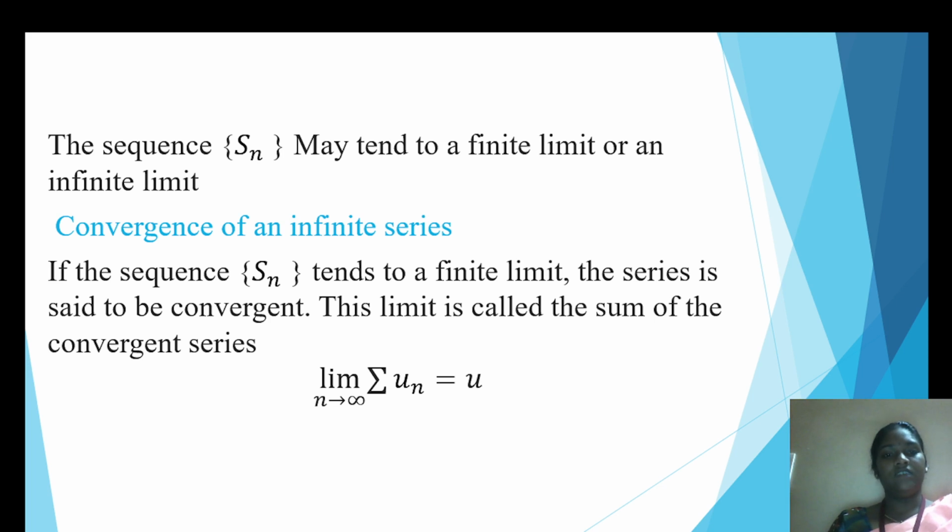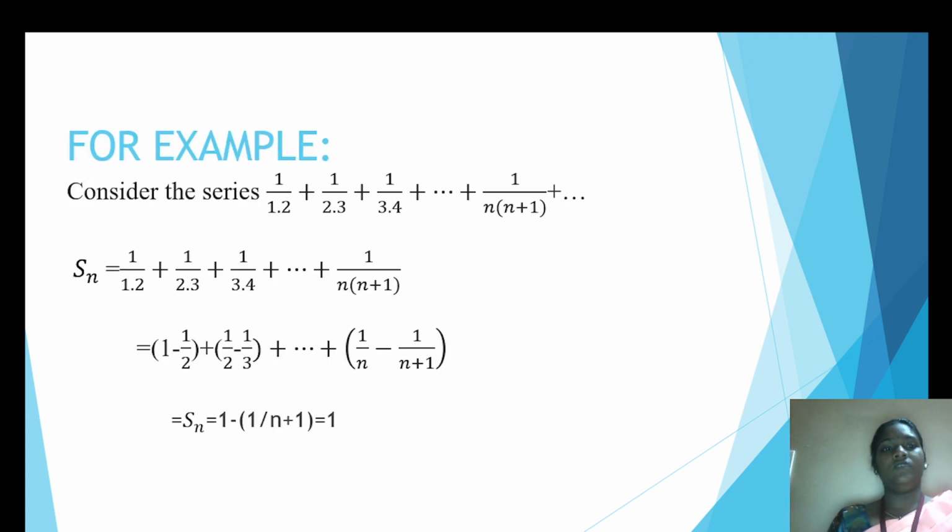If the sequence is convergent, we can say that the series is also convergent. Here we have taken the sequence Sn, and if the limit is finite, that finite limit is called the sum of the convergent series, after applying the limit as n tends to infinity. In terms of S, we substitute the summation, that is the series, and you get a finite value. This should be unique. Then we say that the series is a convergent series.